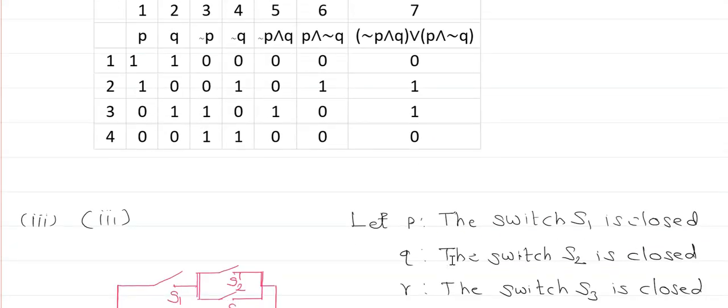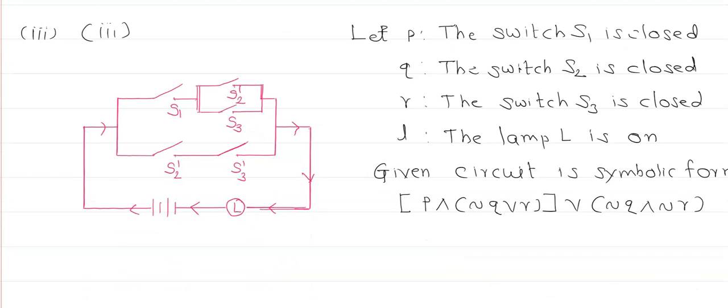Now the next is the third. Now S1 is in series with S2 dash and S3, which are in parallel. Again, S1 is in series with S2 dash and S3. This block is in parallel with S2 dash and S3. Therefore, we will write the symbolic form of the given circuit.